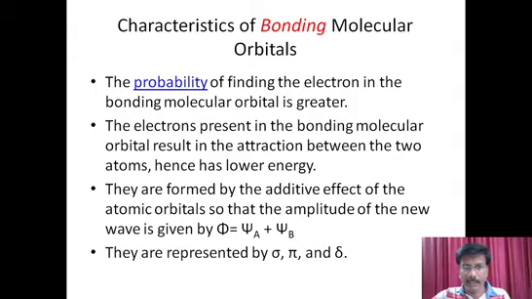So let us take some of the characteristics of these bonding molecular orbitals. Just now we have seen that the bonding molecular orbitals are at a lower energy. That is the main important point we have to understand. The probability of finding the electron in the bonding molecular orbital is greater. Definitely the electron is present, and it gives a positive interaction, that is attraction between two atoms, and energy is lower, therefore it is more stable. Naturally that is called bonding.